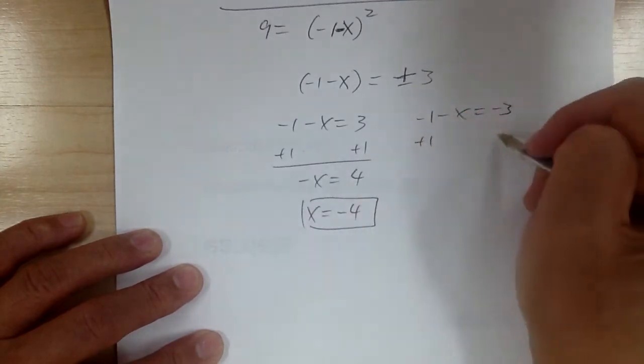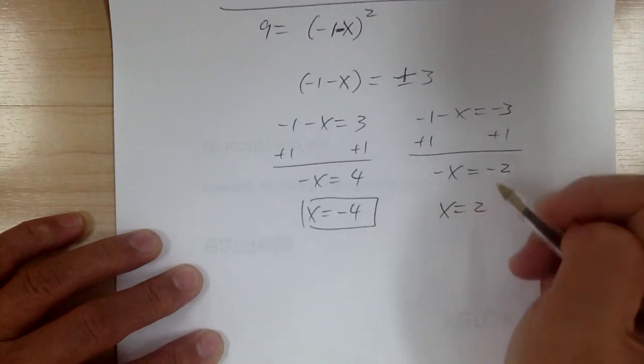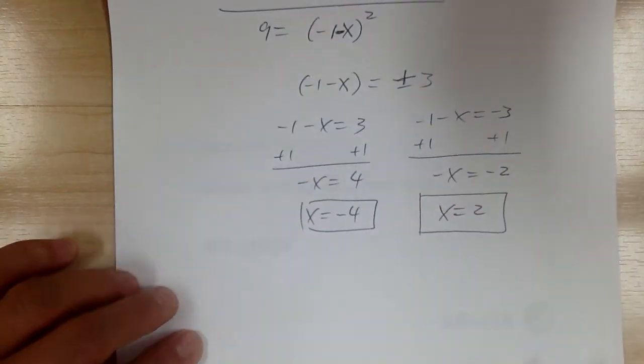And over here, add 1 on both sides. So I got negative x equals negative 2. So x equals 2. So there are two possible answers.